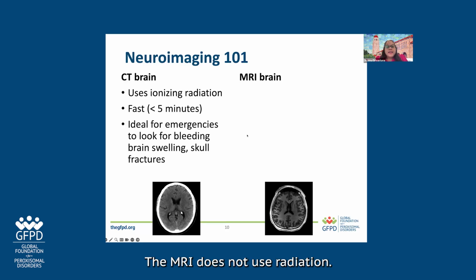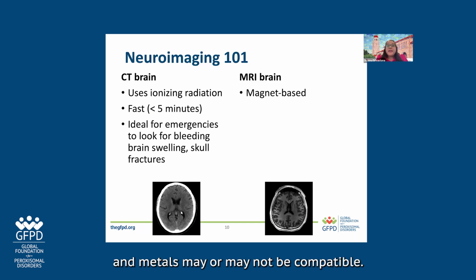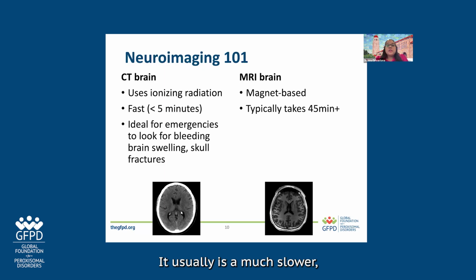The MRI does not use radiation. It is a magnet-based imaging modality. And you can imagine that magnets and metals may or may not be compatible. It usually is a much slower acquisition of the picture, so it can take up to 45 minutes, sometimes even longer. And because it takes longer, some children and adults may need some sedation or some medication to help them lie still for that long of time.